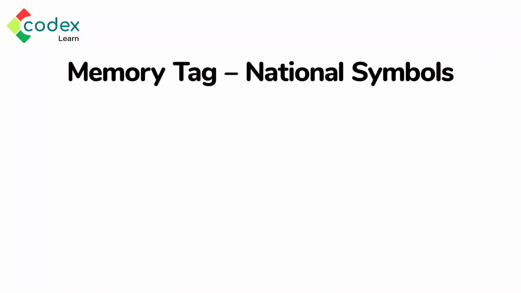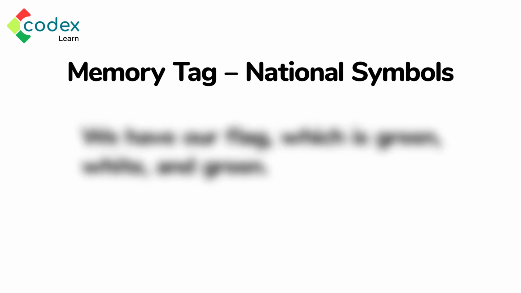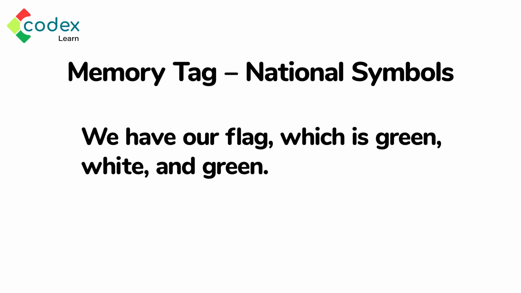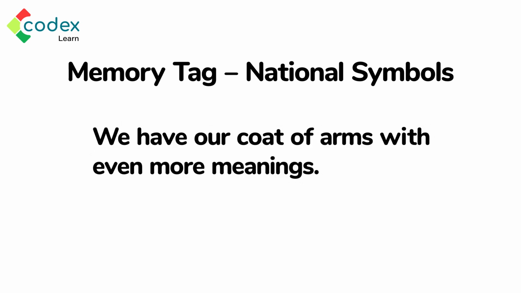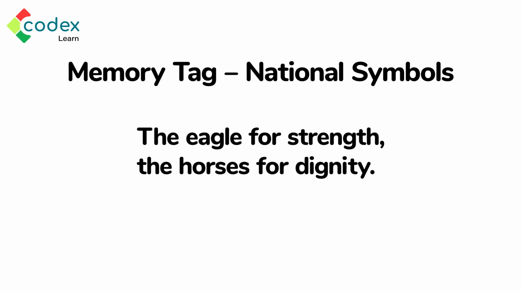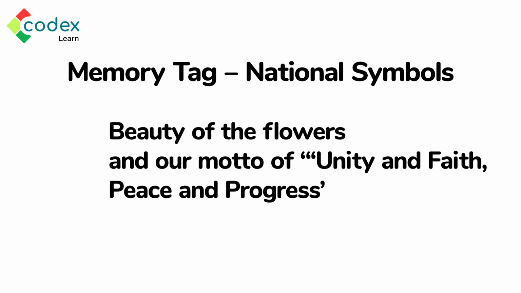Now it's time for memory tag. The national symbols represent the people and what they believe. We have our flag, which is green, white, and green. Green for the fertile soil and white for peace. We have our coat of arms with even more meanings. The eagle for strength, the horses for dignity, the wavy Y for the meeting of the rivers, and the black shield for the fertility of our land. We round it up with the beauty of the flowers and our motto of unity and faith, peace and progress.